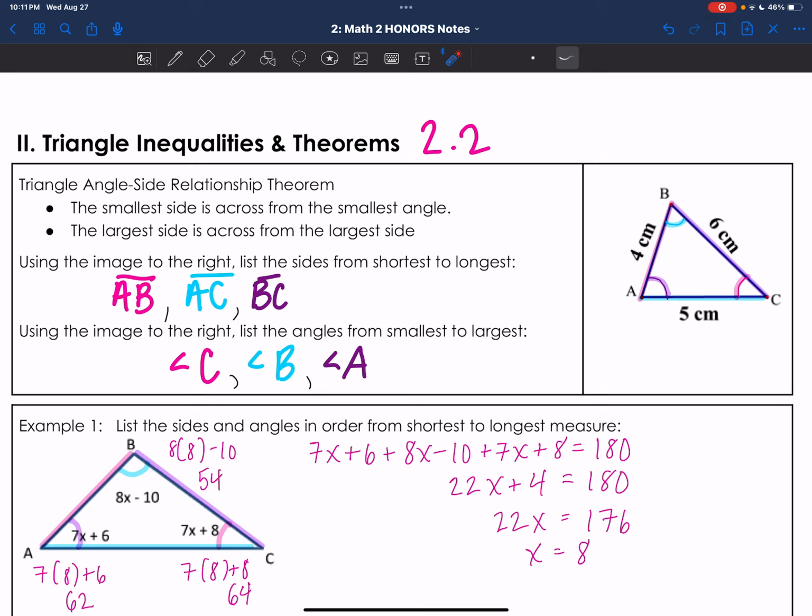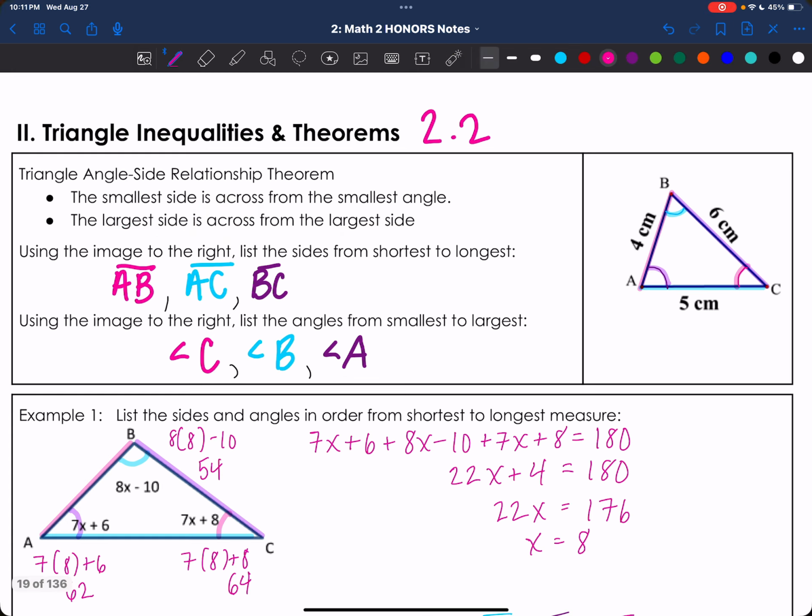So for your triangle angle-side relationships theorem, that's saying the smallest side is across from the smallest angle. And the largest side is across from the largest angle.